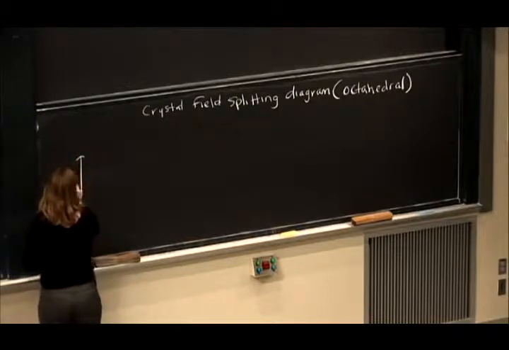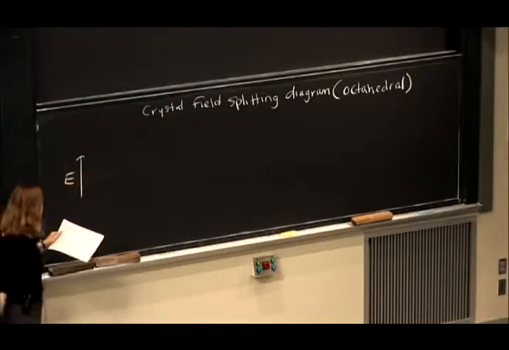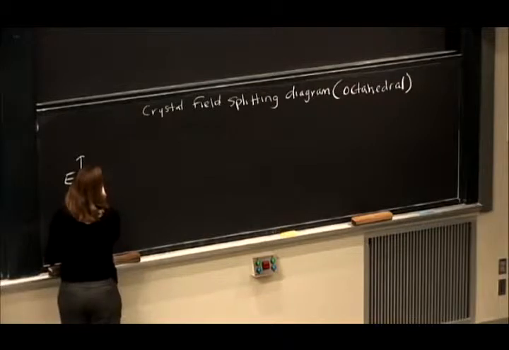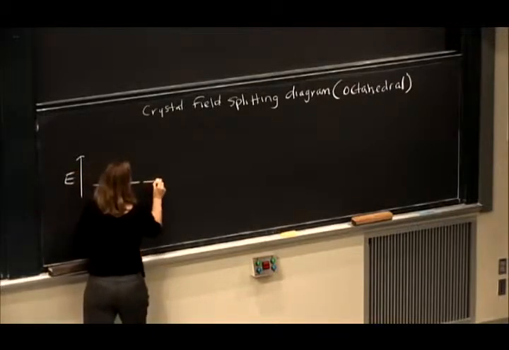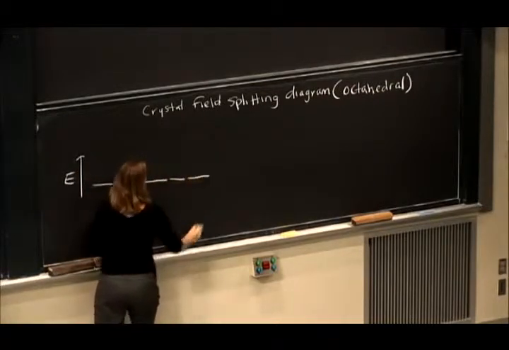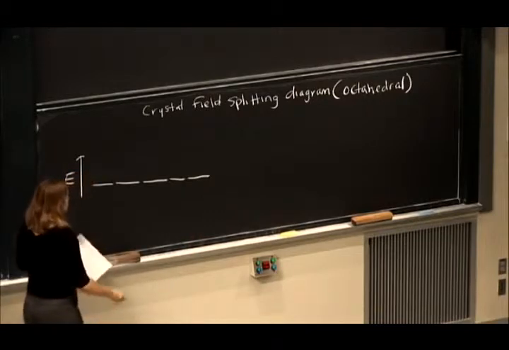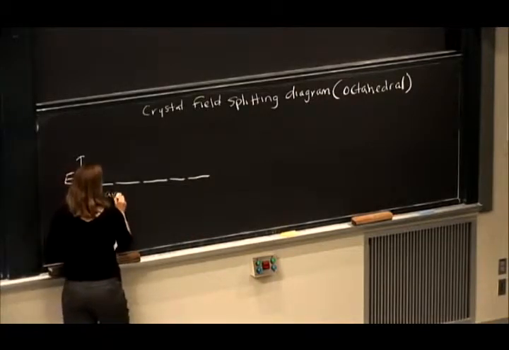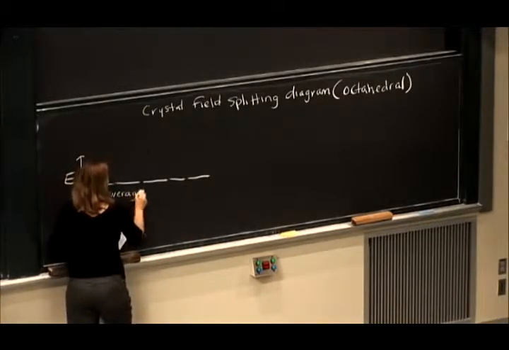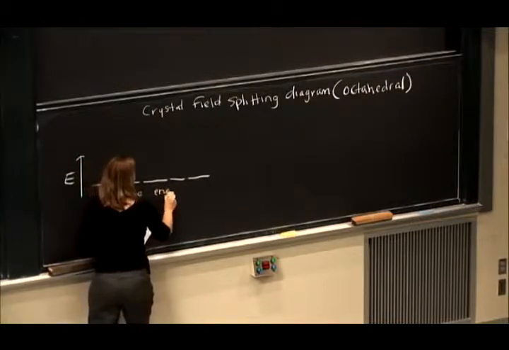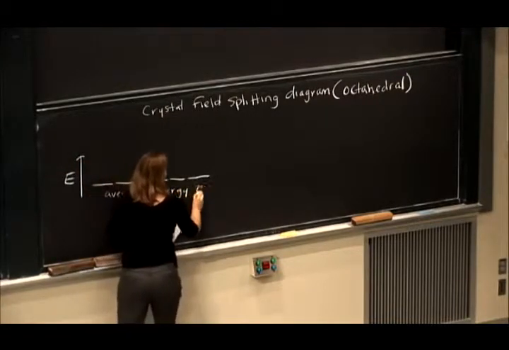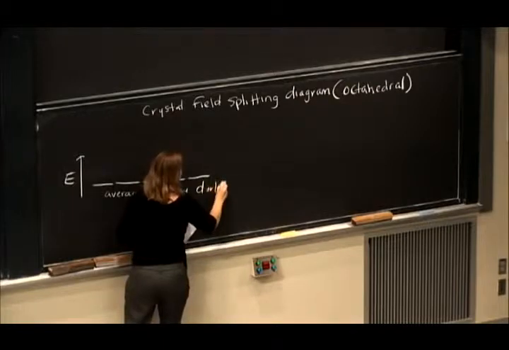So when we draw this diagram, energy is going up. And we're going to start with our 5 d orbitals. And so this is going to be the average energy of our d orbitals.